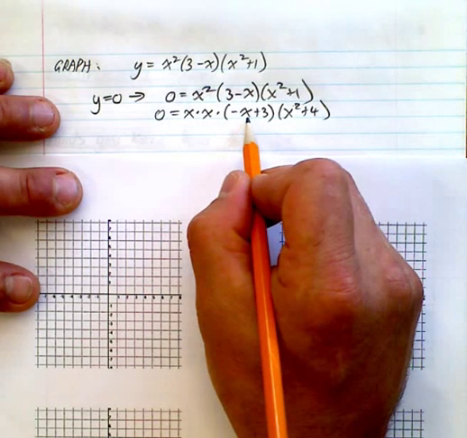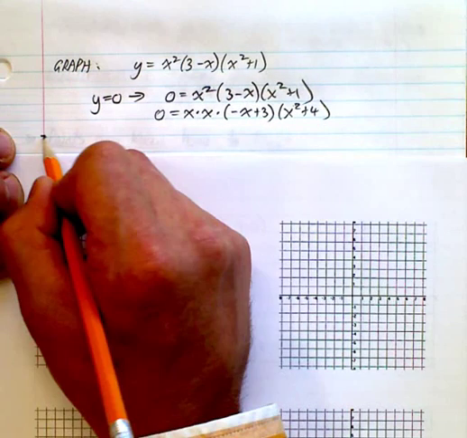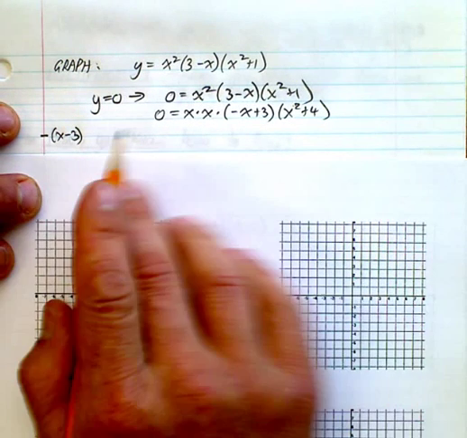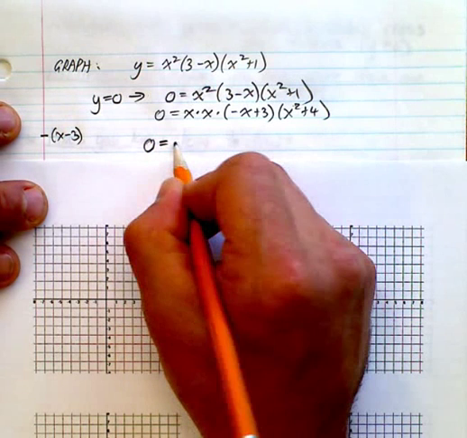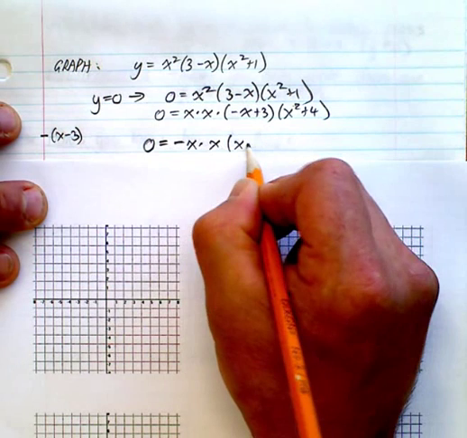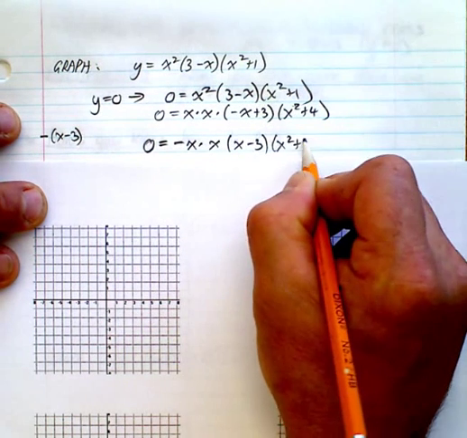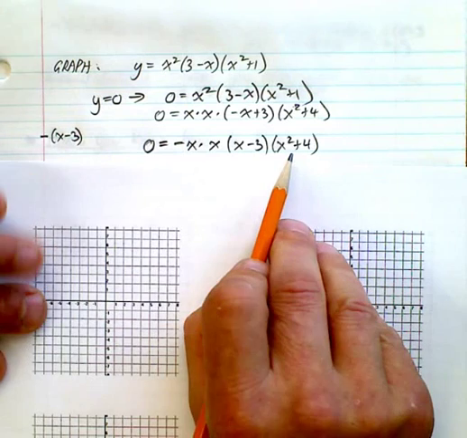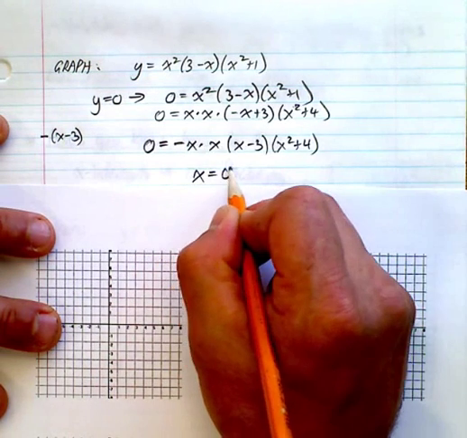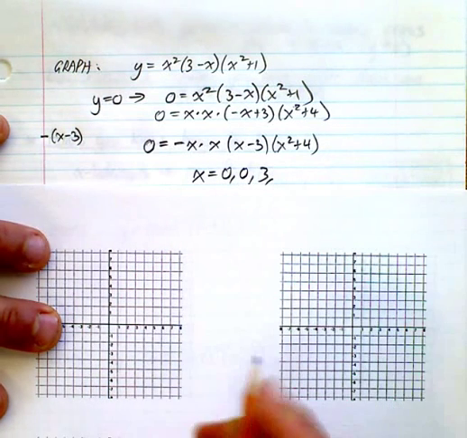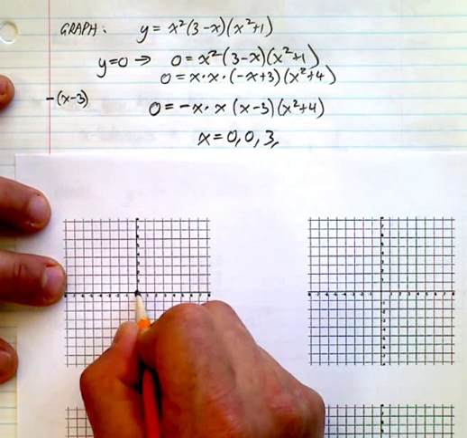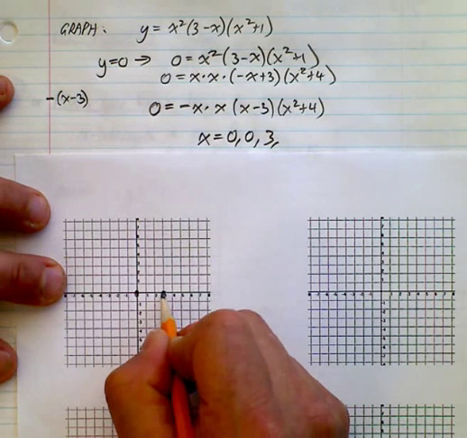This is going to mess us up a little bit, so you have to do this. You take the negative out, it becomes x minus 3. The negative now makes the whole thing negative. So what we do is we put a negative out front, and then it's x times x minus 3 times x squared plus 4. Since we can't factor that, it's not going to give us a solution, but we can see that my solutions are going to be 0, 0, 3. Okay, so what we do is we put a dot at 0 and we put a dot at 3.